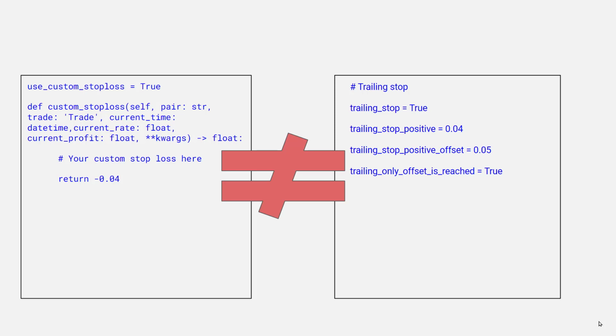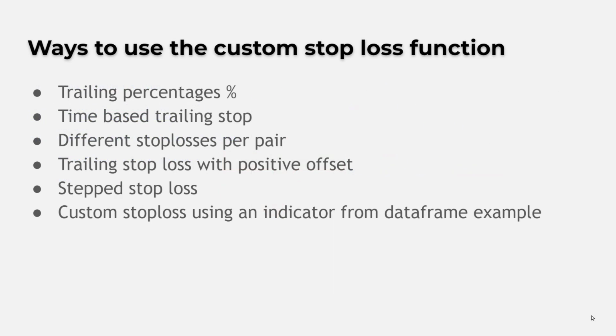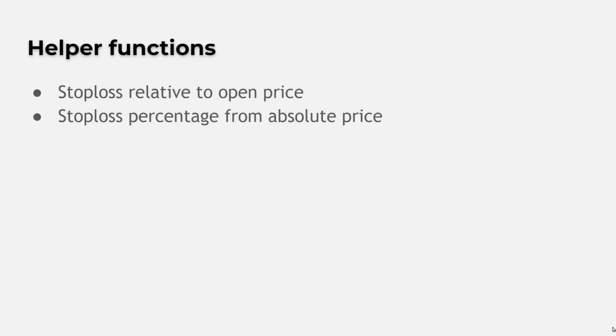Now the Freqtrade site has the following custom stop loss examples for us. The trailing percentages, which I already discussed a couple of minutes ago, the time-based trailing stop loss, a different stop loss per pair, and a trailing stop loss with a positive offset. Also a stepped stop loss is possible, and you can use a custom indicator to define your own custom stop losses. Also, there are some helper functions that can help you create a stop loss that is relative to the open price, or a stop loss that can be specified using an absolute price level. But in all cases you have to keep in mind that these are still calculated relative to the current price and are all percentage based.